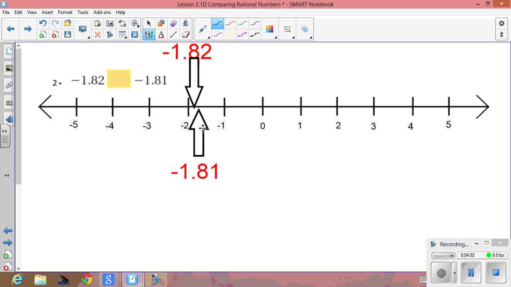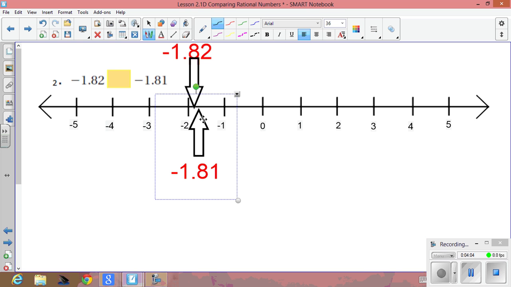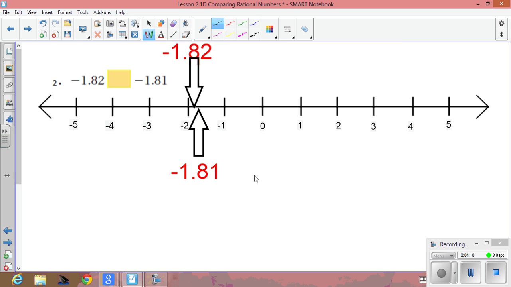Okay, so here we are. We have negative 81 hundredths, which is right about where it is, and 82 hundredths over here. Which one of these numbers is just a bit closer to the right? And hopefully we are saying negative 81 hundredths. Our answer would be less than.